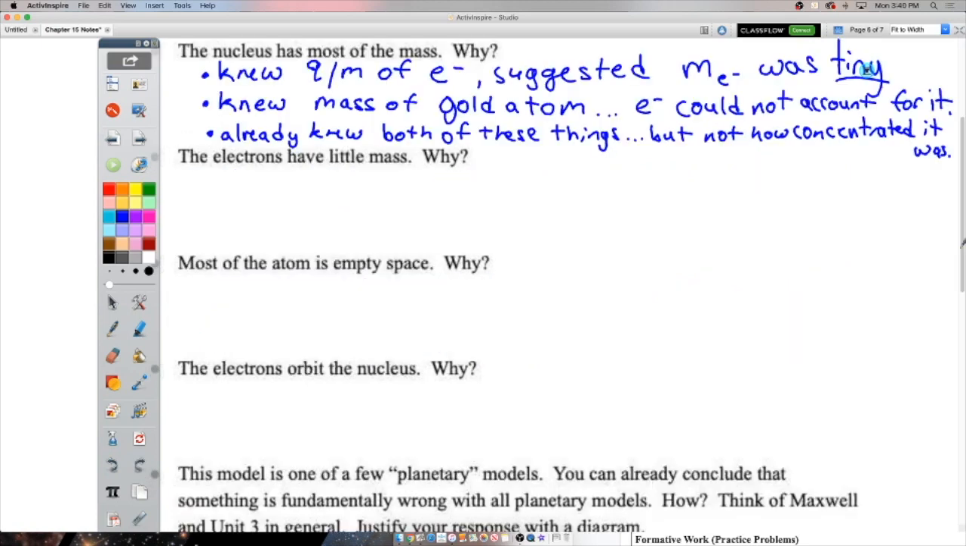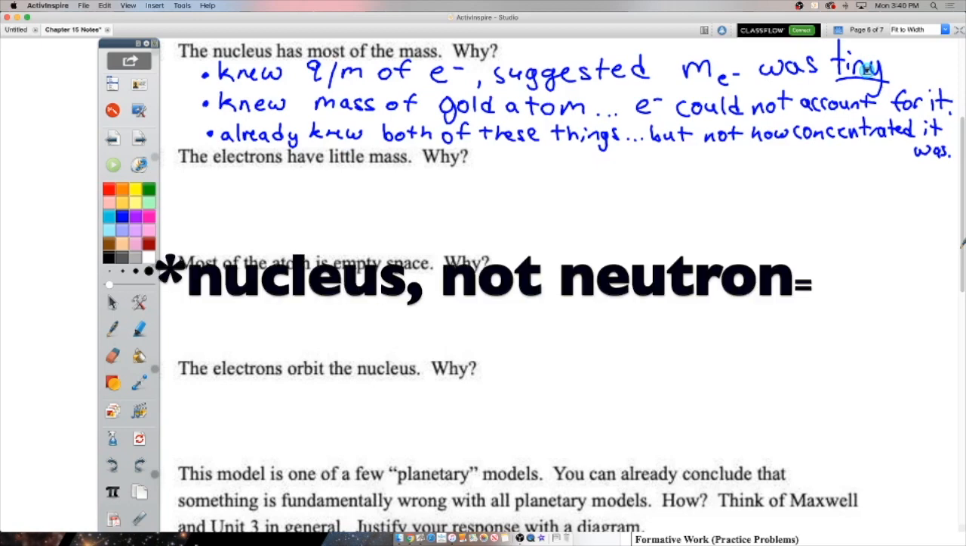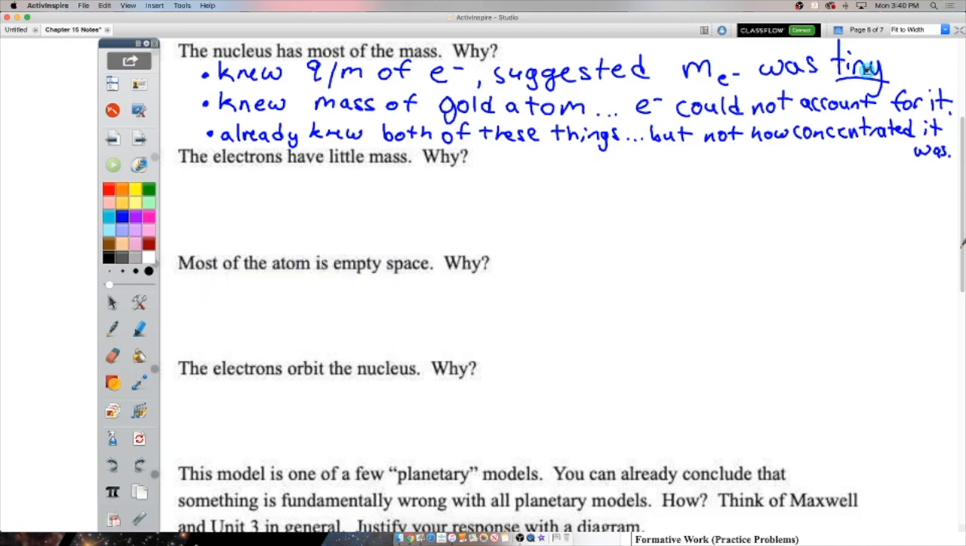The electrons have little mass. Why? Well, again, from Thomson and from Millikan, we already knew that. But once we factor in the mass of the neutron, we find that there's almost no mass left to be attributed to the electrons. It's all used up pretty much just by explaining the nucleus. It's like a rounding error that could belong to the electron.